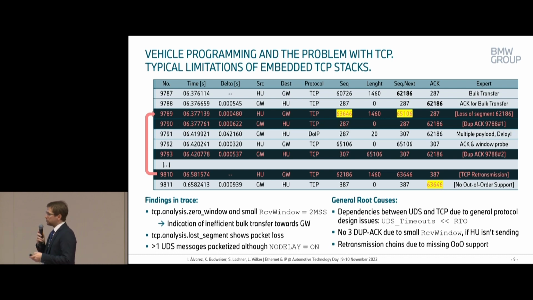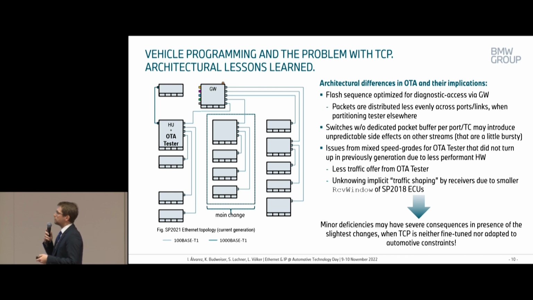And we saw this in our 2021 architecture, which is not really different from the 2018 architecture, where we did not see that problem. The only difference is there are a couple more ECUs, but this was not the main problem why this effect appeared. One of the problems was that the flash sequence was optimized for update via the gateway, because here you start by flashing the gateway and then flash all the ECUs behind, and we distribute pretty evenly, right? With the OTA tester, we always have to go to the gateway, so a bottleneck is here.